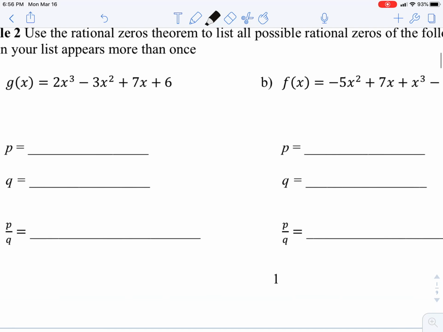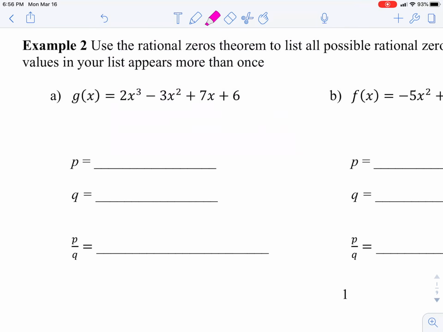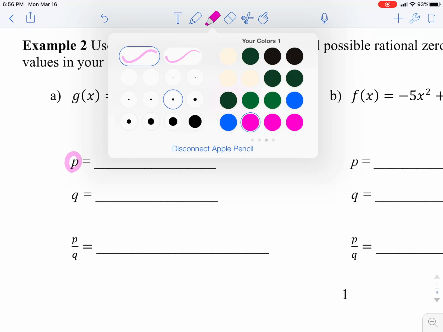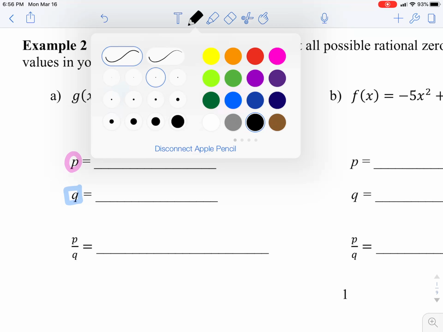So p's and q's for this one. There are only 2 numbers that are actually important here. P's are going to be from the factors of the constant. So I'm going to look at all the numbers that divide 6. And q's are the factors of the leading coefficient. In this case, the leading coefficient is 2. So let me go ahead and write them down first, okay?